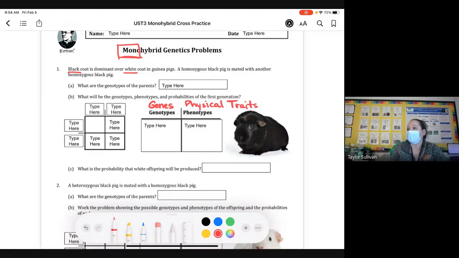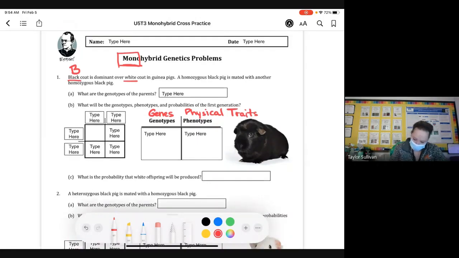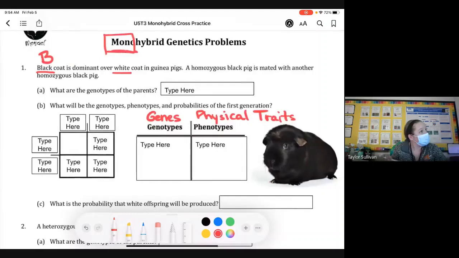So we're going to pick a letter to represent the dominant and the recessive. The dominant is our capital letter, and our lowercase is the recessive. So let's say a capital B for black coat. Let me see if I can zoom in a little bit. It's a little bigger there. Okay, so a capital B means it's going to have black fur, and a little b means it's the gene for white fur.